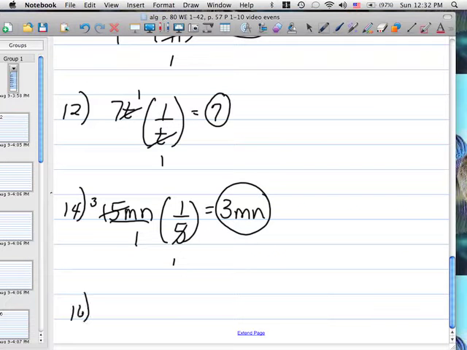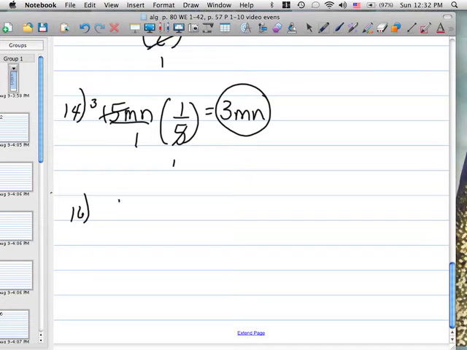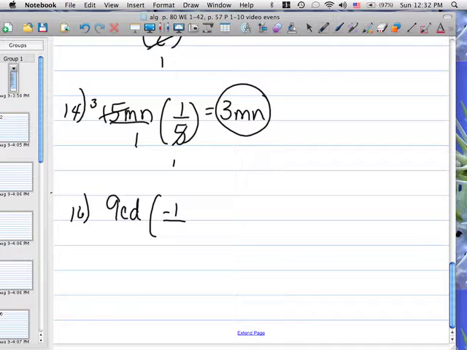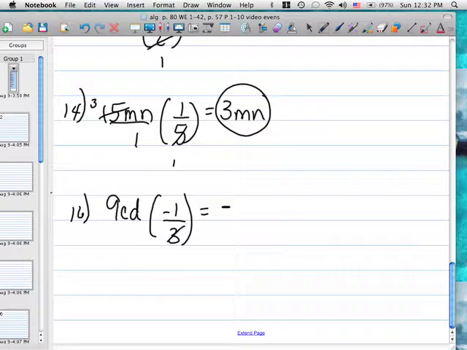Number 16, we have 9cd times 1 over negative 3. I'm just going to bring the sign up, so negative 1 over 3. So I have 1 negative. My answer is going to be negative. Cancel. 3 goes into 3 once and into 9, 3. My answer is negative 3cd.